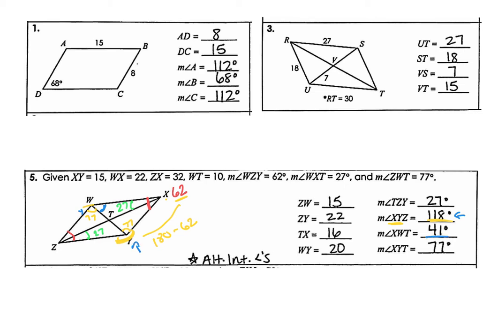Because if this is 118, that means this is also 118. And I know part of it is 77. So consecutive angles, right? Adjacent angles just add up. So 118 minus the 77 would give you the 41. And then we know by the same thing, alternate interior angles for this last guy. That should also be 77 as well. All right, which is what they were asking for here. X, Y, T.